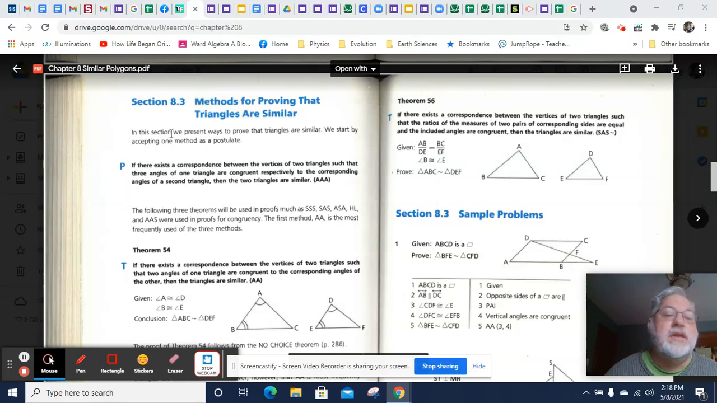Hey, this is Mr. Ward, and this is a little walkthrough of the beginning of 8.3, which is about methods for proving triangles are similar. So first of all, there's a postulate. So here's what it says.